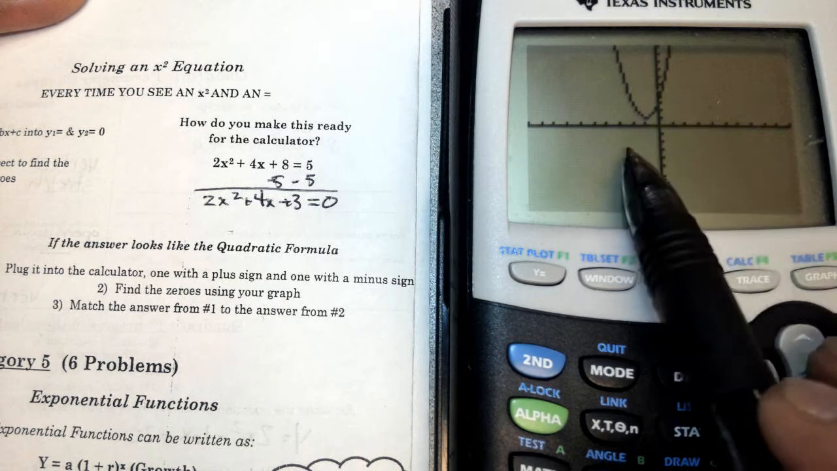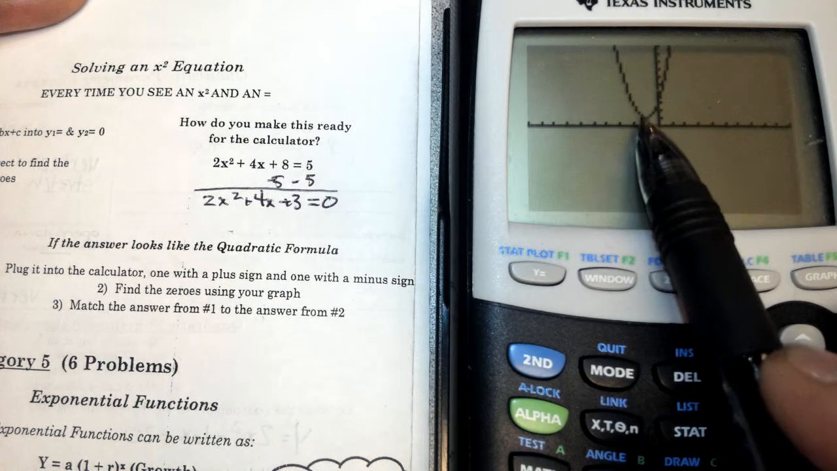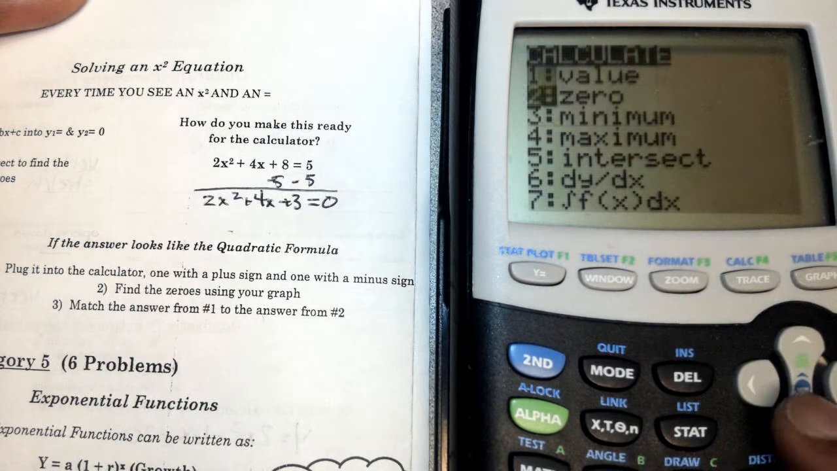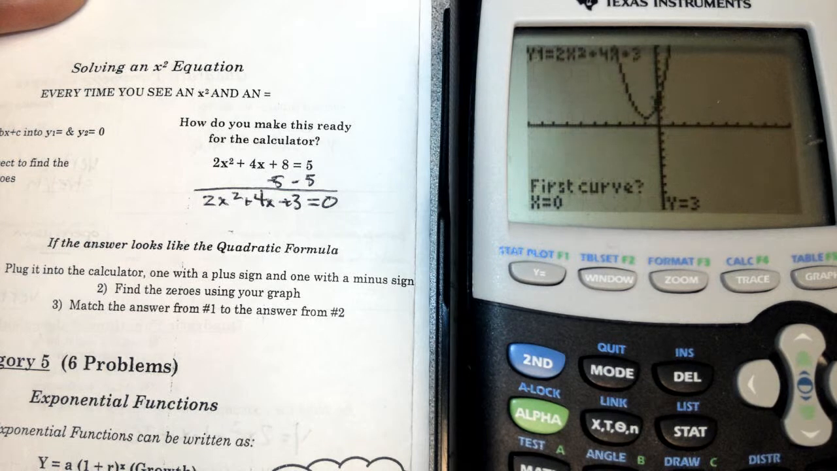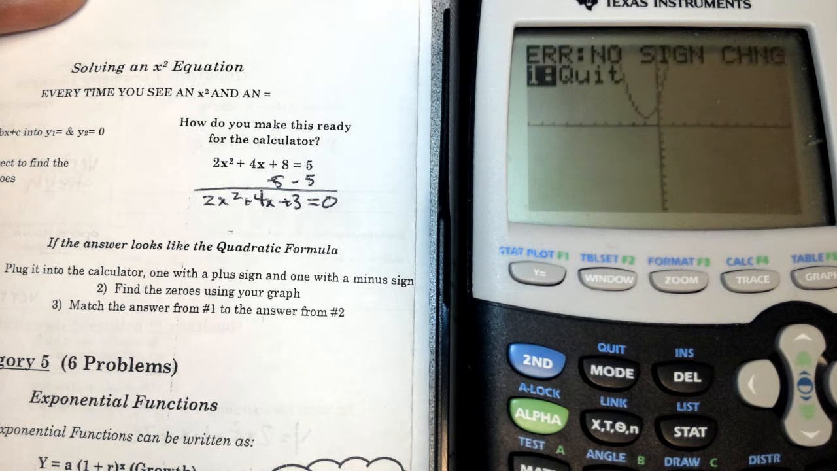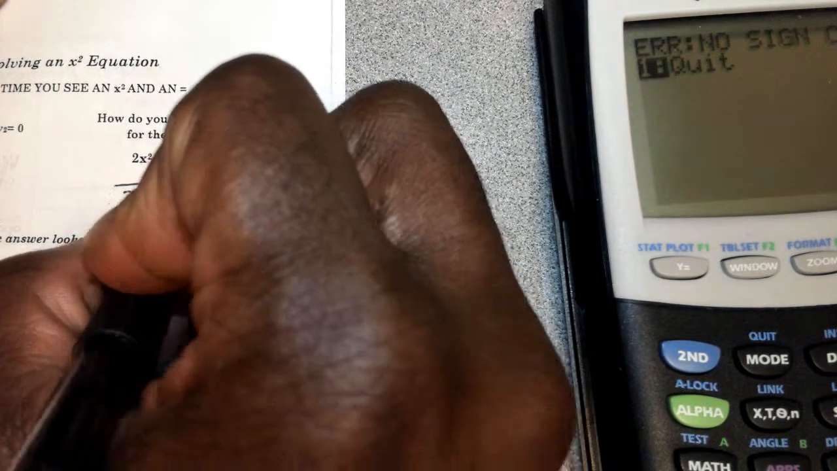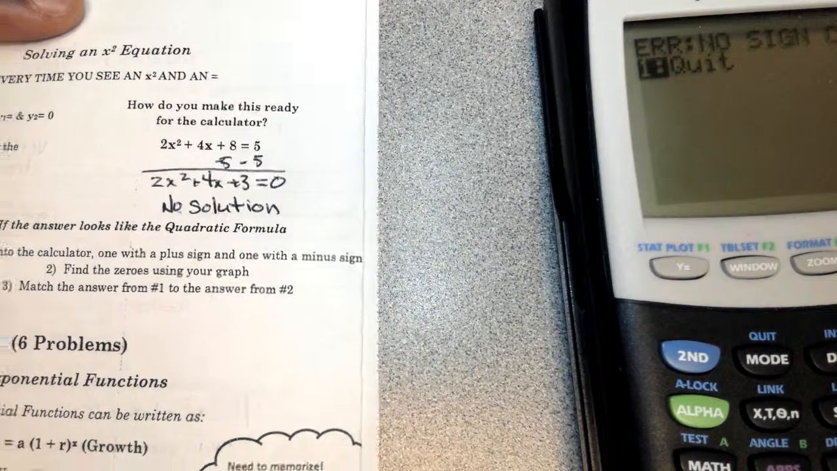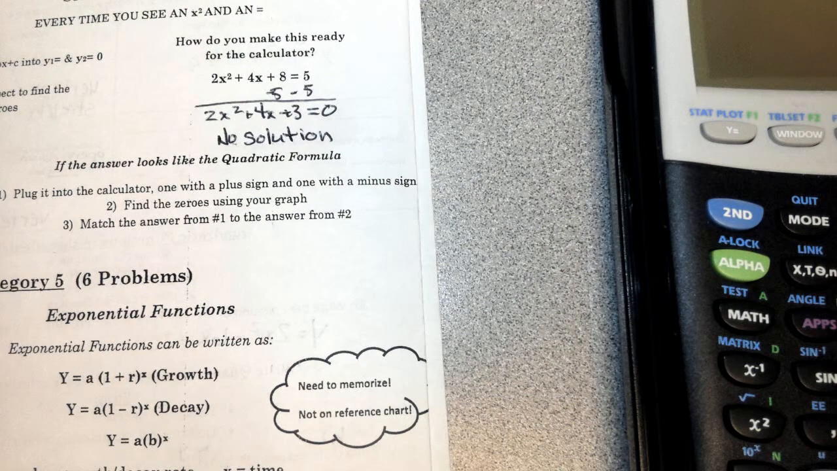And the first thing you should immediately notice is this doesn't cross the x-axis. And even if you don't notice and you try to calculate where it intersects, you'll see no sign change. So it doesn't touch that line, so there's no solution. Your solution is, again, where it crosses the x-axis.